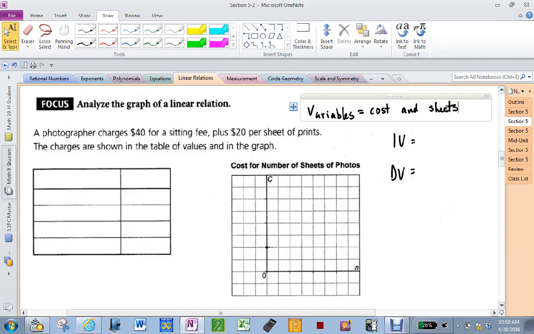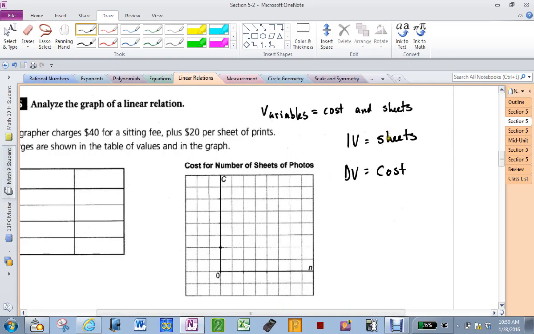If Tasha orders 1 sheet and Zach orders 20, who's going to pay more? Zach. Why? Because he ordered 20 sheets, so cost went up. Every time the sheets change, what happens to cost? It goes up. So our independent variable must be sheets, yes? Yes. And our dependent variable must be cost, correct? Yes. Well, if our independent variable is sheets, is that going to be X or Y? X. And this is going to be Y, correct?